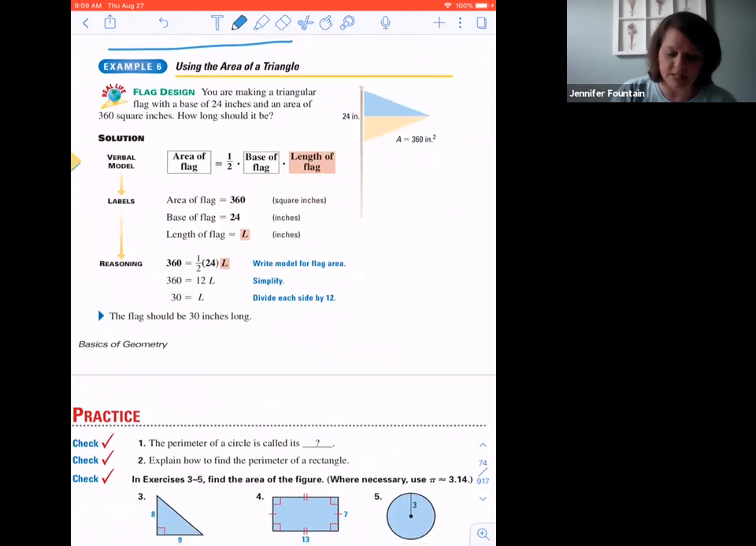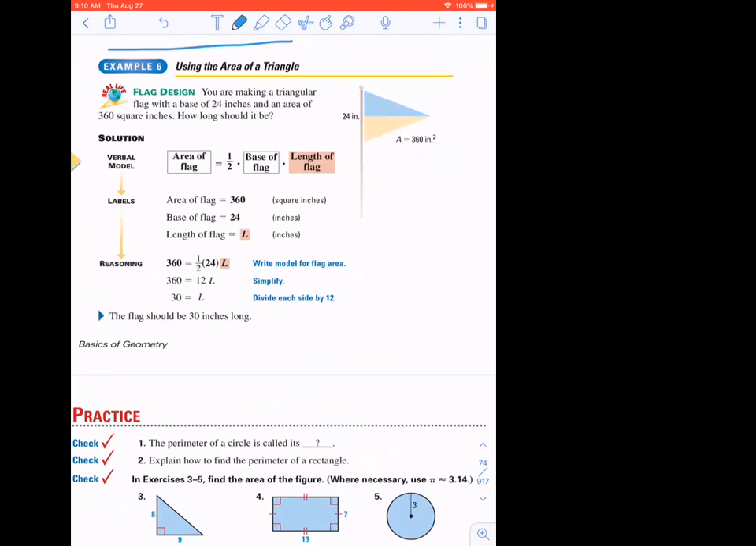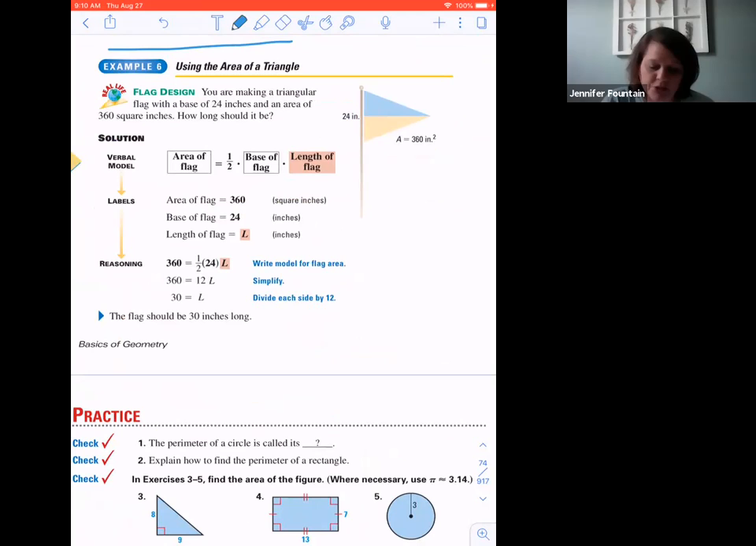Example 6, using the area of a triangle. You make a triangular flag with a base of 24 inches and an area of 360 square inches. How long should it be? So they've told us the base. We know what that base is. We know what the area is. What do we not know? How long it should be.